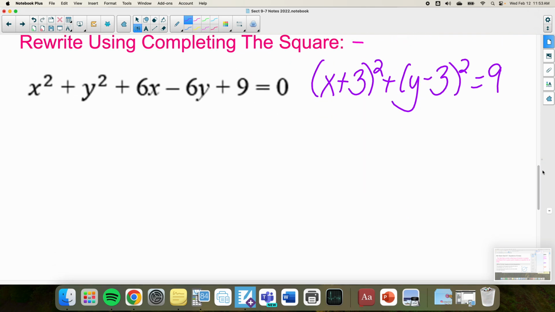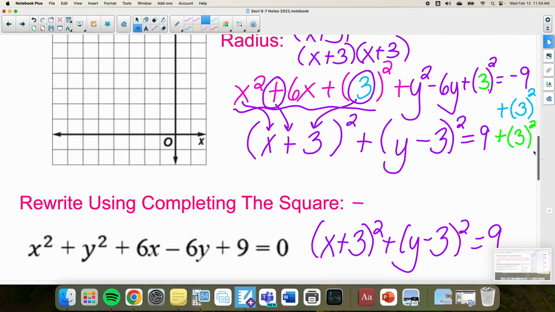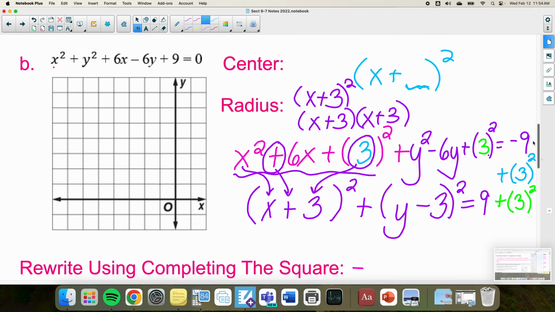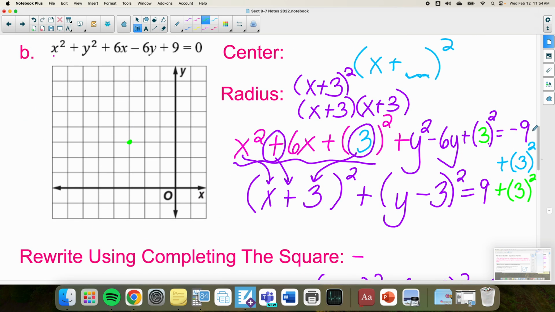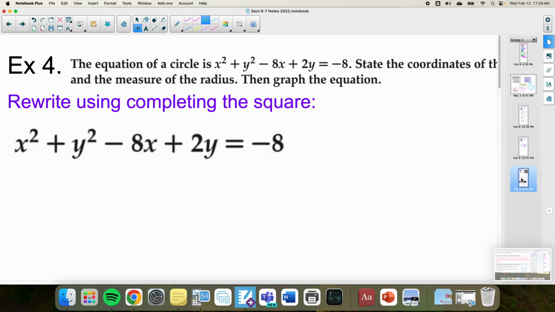Can I say now what my center is? Yes. Negative 3, positive 3? And my radius would be 3. So now I can go up and graph that. So at negative 3, positive 3, I have a point, and my radius was 3. So I go 3 out in all 4 directions, and this is my answer. Okay, was that super hard? We're gonna try one more and then we'll be done.